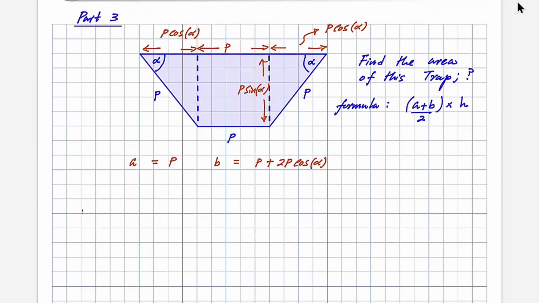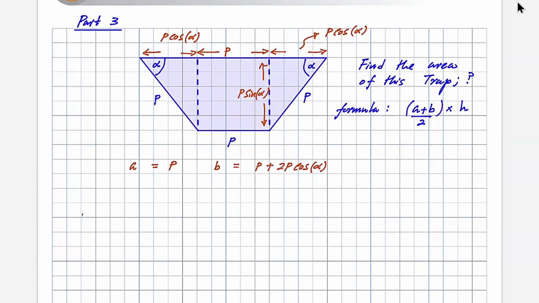Right. Now, we will look into H. What is the H value here? H value is P sine alpha, which is this guy. And we calculated that from this right angle triangle. Right? Now it's just a matter of putting that into this formula.